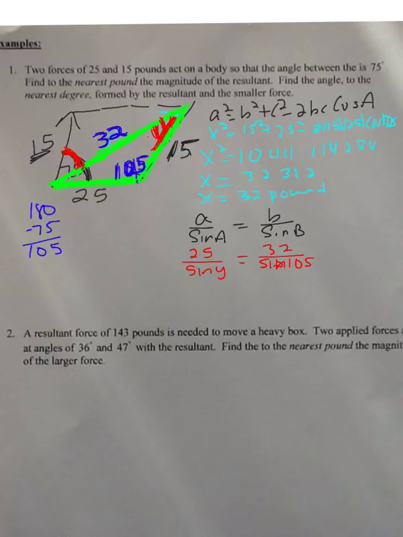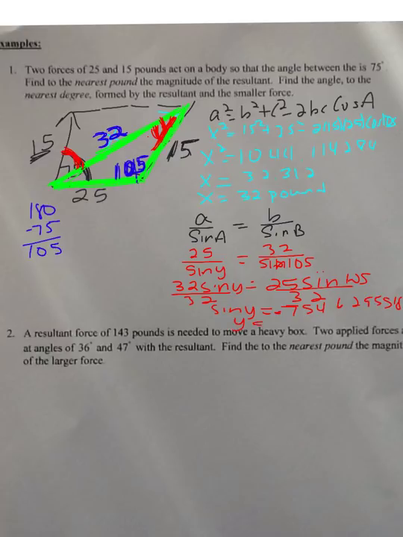Cross multiply, so I get 32 sine Y equals 25 sine 105. Divide both sides by 32. So I get sine Y equals, plug that in your calculator, 0.7546295518. Remember, we're looking for an angle, so we do second sine, the inverse key. We get 48.99, which is 49 degrees.